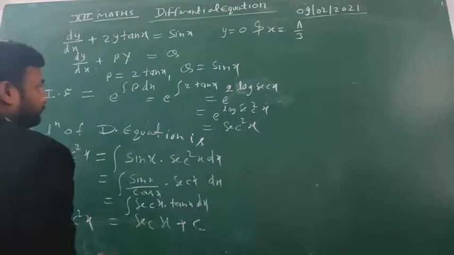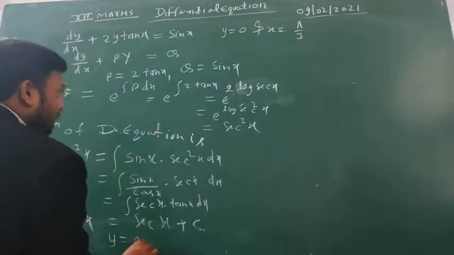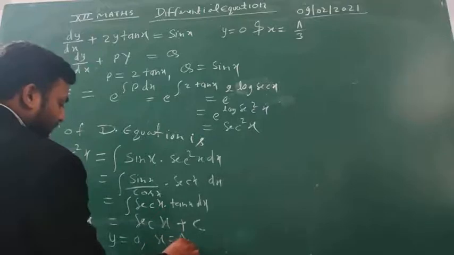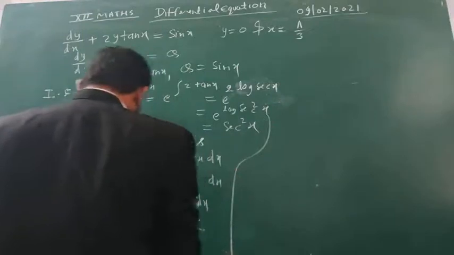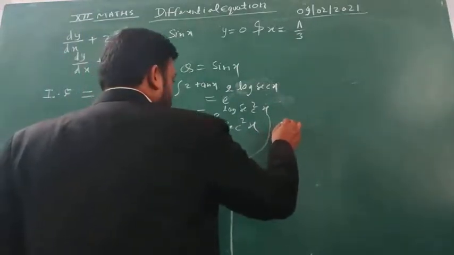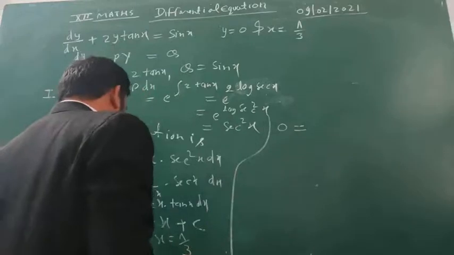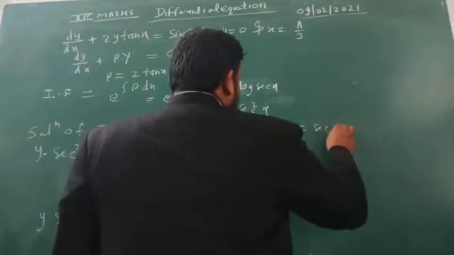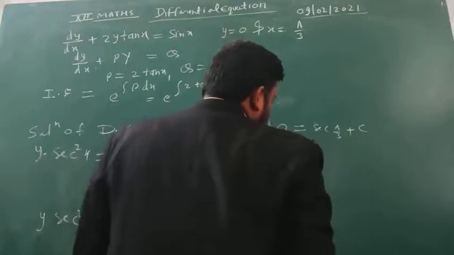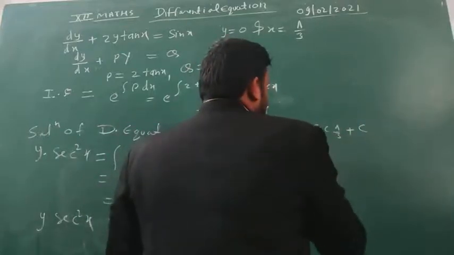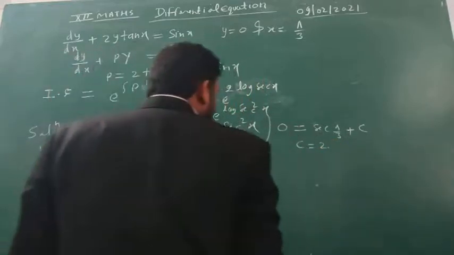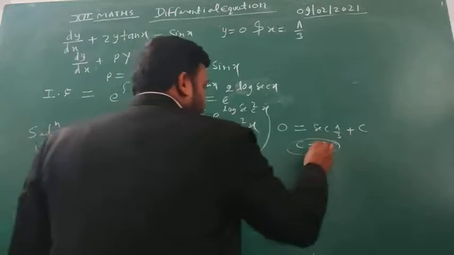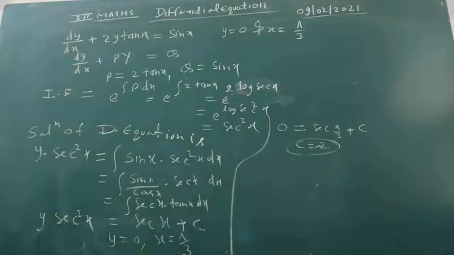So now we put y is 0 and x is pi by 3. So now we write y is 0, so the left hand side is 0. So sec pi by 3 plus c. So sec pi by 3 means sec 60, and this is 2. So this will be equal to minus 2, students. So c is equal to minus 2.